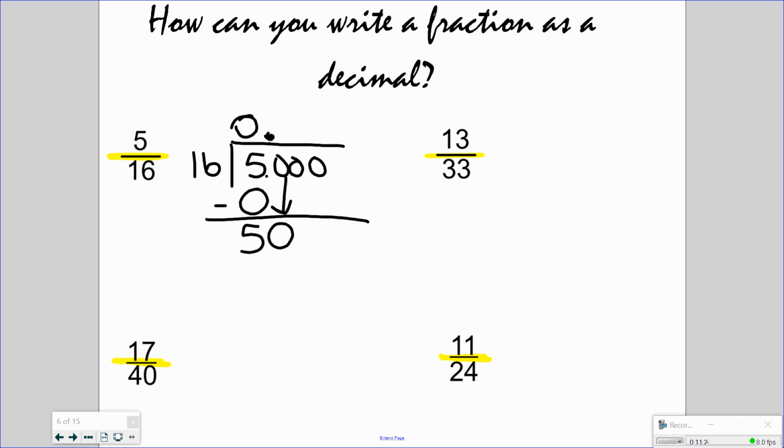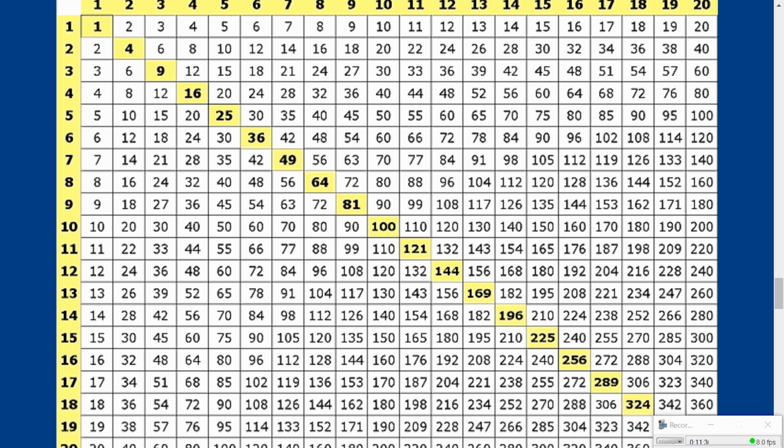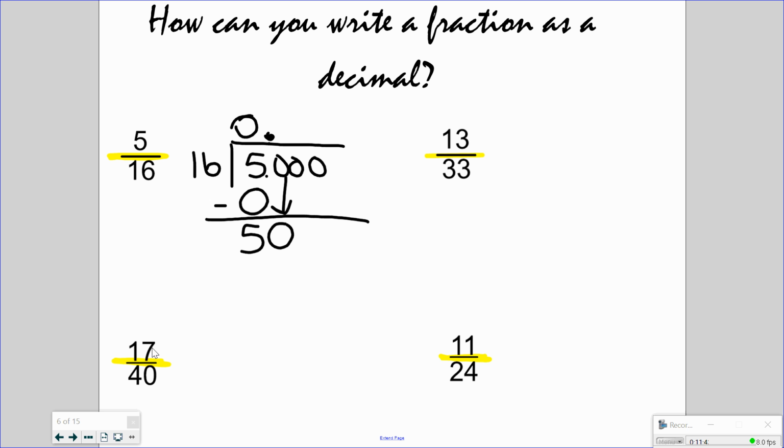Well, to be honest, I don't know the multiples of 16 very well. So I'm going to go over here and look at my chart. I'm going to look here in 16. Where do I hit 50 without going over? Okay, 64 is not enough. Oh, 48 does, so it goes 1, 2, 3 times. So I'm going to do 3, and then I have 48 with a remainder of 2.